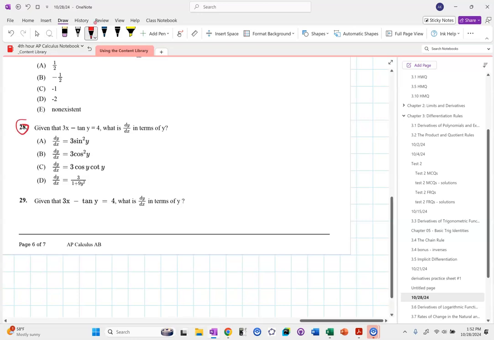Okay. So this is an implicit differentiation problem. Ooh, 28 and 29 are the same problem. That's weird. So we'll take the derivative with respect to x of both sides.